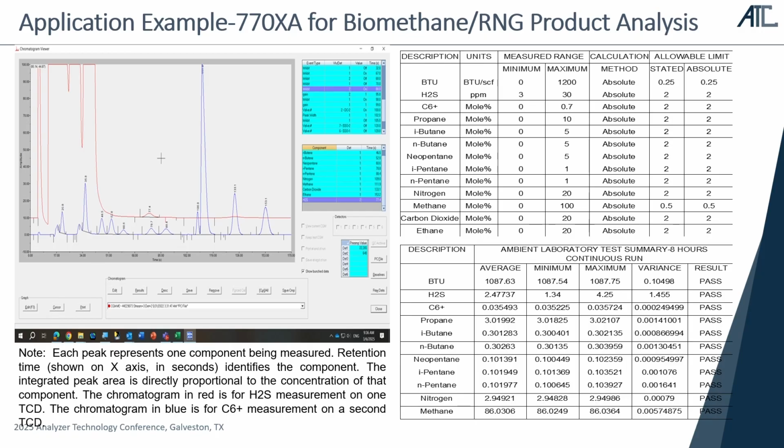So then the same thing we did, we run 8 hours at ambient temperature, the repeatability test. We set up all the allowable variance range for each component. So then we recorded the result for those 8 hours run, and we compare the actual variance against the allowable limit. If it is within the limit, pass. If it's out of the limit, fail. Then you have to start another 8 hours continuous run. The only way to pass is each component is well within the allowable limit. So this is another successful example using GC to measure biomethane.